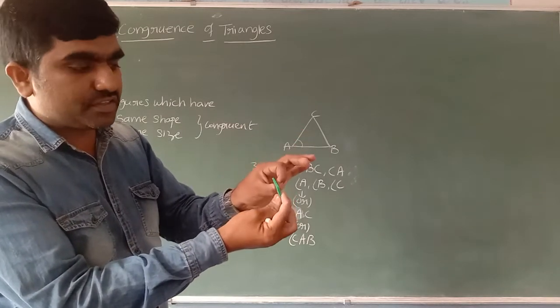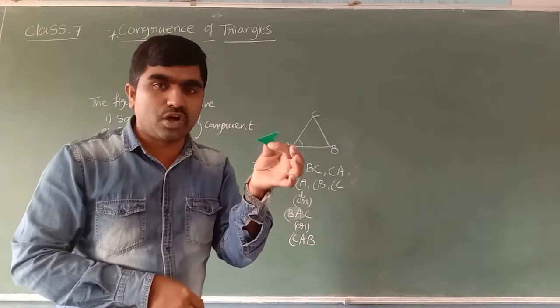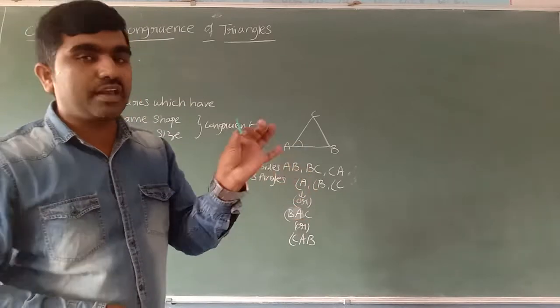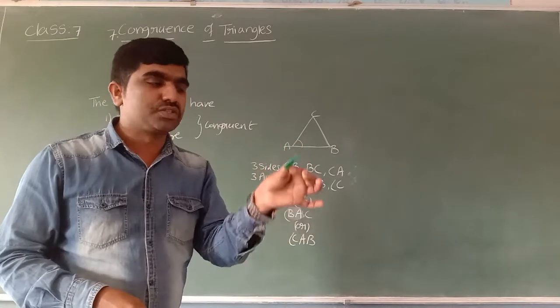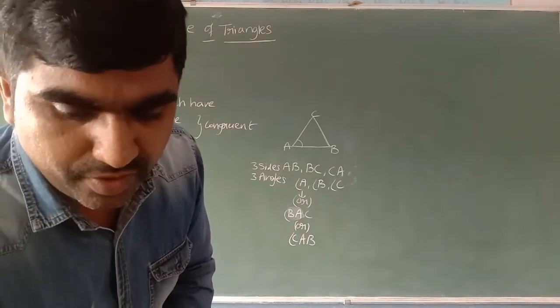So what is the meaning of this? Both are congruent, equal. Both objects have the same shape, triangle shape, and the same size. So even these two are called congruent. You can see two more examples here.